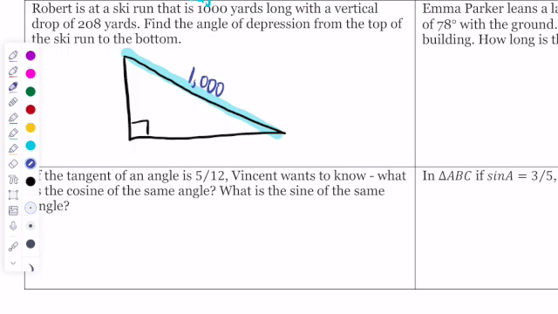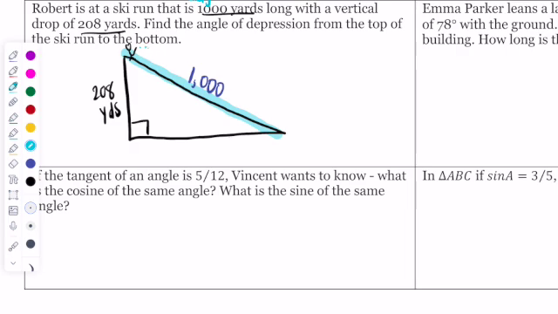1,000 yards long with a vertical drop of 208 yards, meaning how tall is Robert actually standing when he's at the top of this mountain? That vertical drop is going to be 208 yards. And let's make sure these are both in yards, so there's no conversions needed. We want to find the angle of depression from Robert's eyes to the ski run at the bottom.